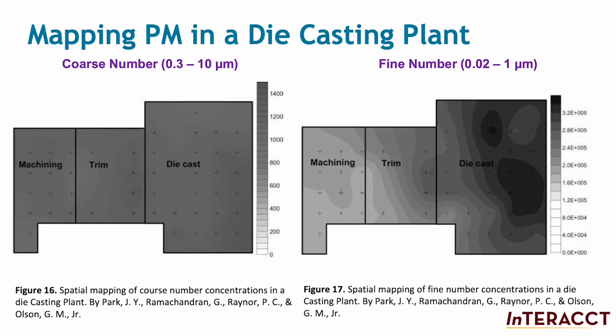In the plant, the coarse number was rather homogeneous throughout, as you can see here, whereas the fine number showed more localized sources. The authors suggest that the die casting area on the right had multiple particle sources, including machining, die casting, melting, trimming, and welding, but that the die casting process itself most likely produced the highest number of incidental nanoparticles that increased the fine numbers in the area.